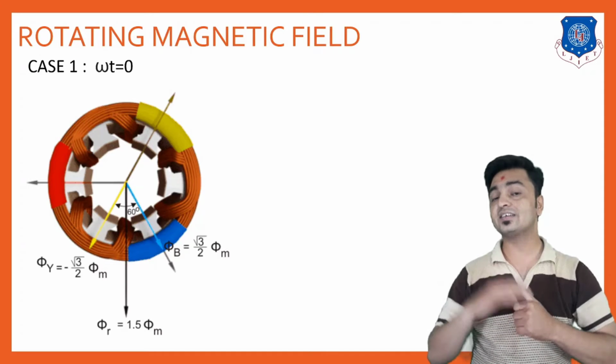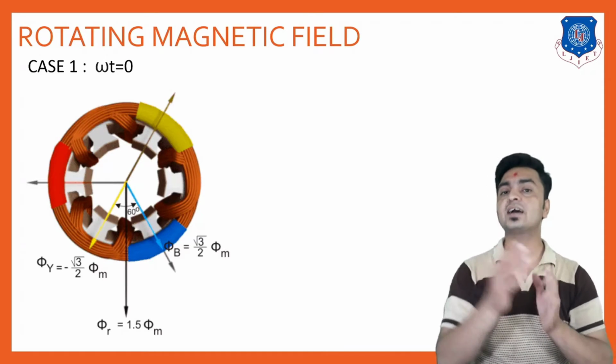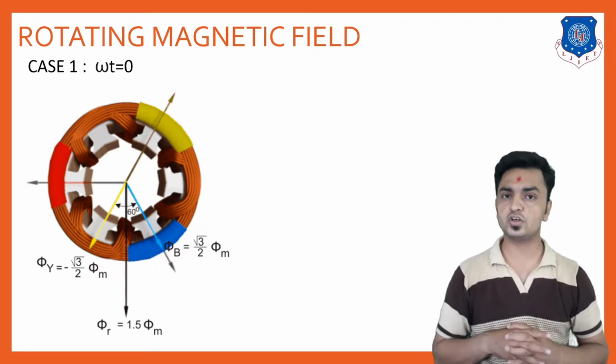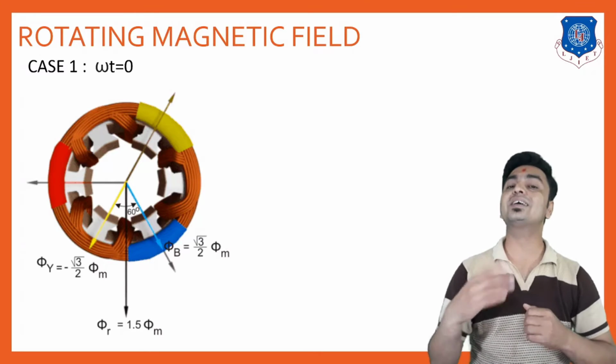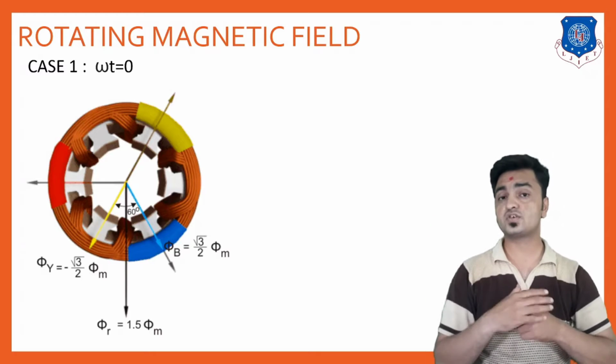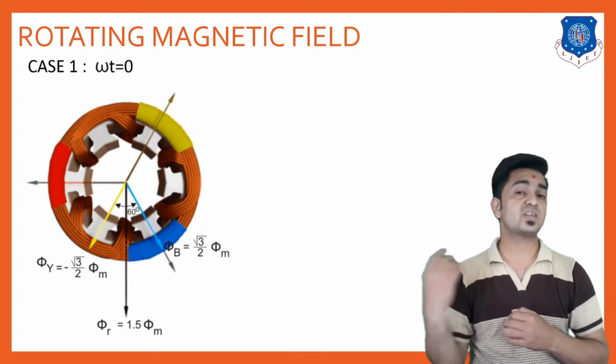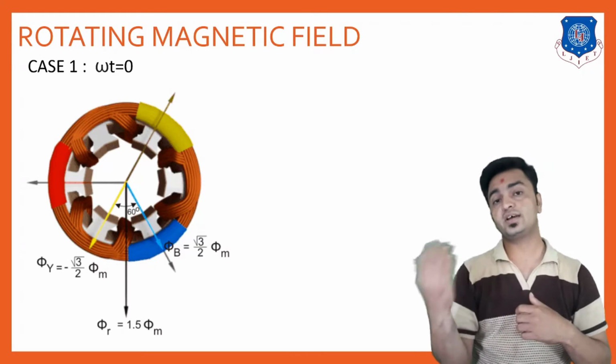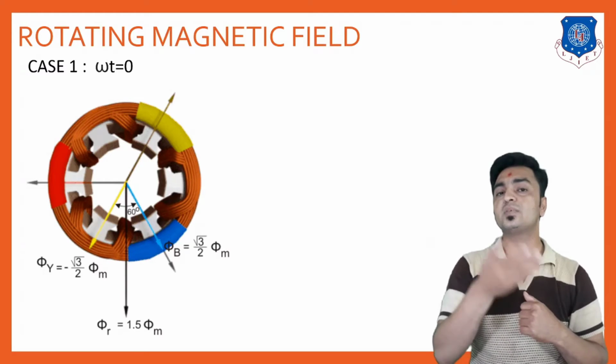So let's consider this case 1, where we consider the angle equal to 0, meaning omega t is equal to 0. If we put omega t equal to 0 in our previous three equations, the first equation was phi m sine omega t, where sine omega t is equal to 0, meaning sine 0.